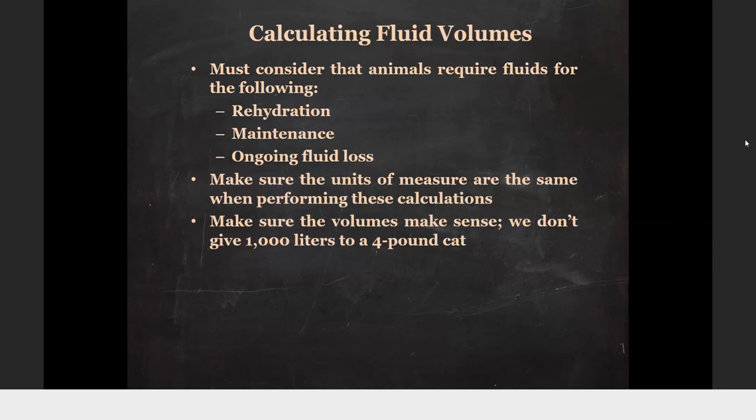Okay, so make sure the units of measure are the same when performing these calculations. Make sure the volumes make sense. We don't give 1,000 liters to a 4 pound cat. You must remember, when you calculate, you say, oh, you have a 3 kilogram cat, you can't give 1 liter, right? Or maybe 2 liters. Those things you have to actually consider. Make sure the volumes, make sure the units are correct.